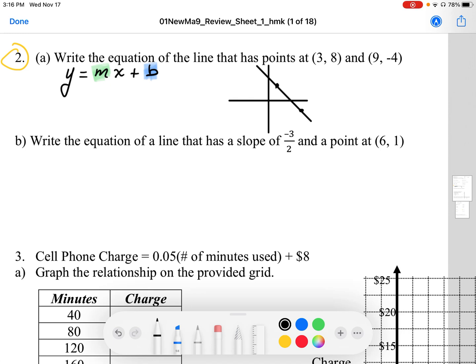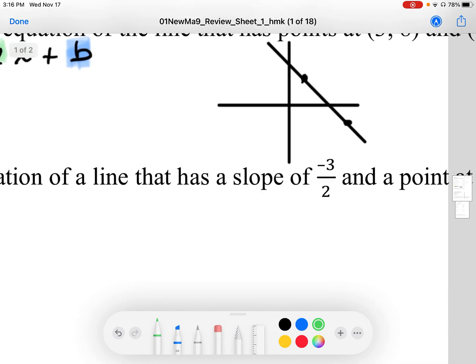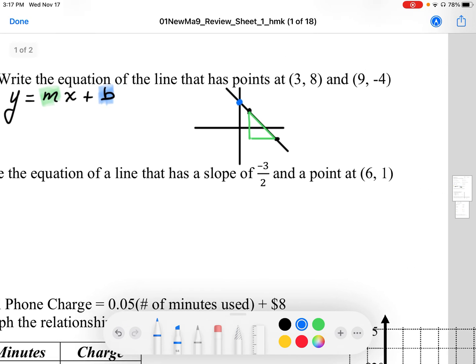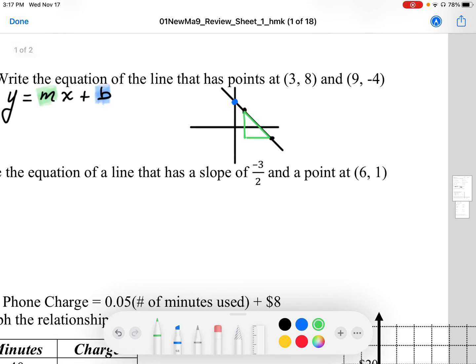Now the line is characterized by the two parts in the equation. When I look at my graph here, I have a slope, which is going to be represented by the slope triangle. I also have a y-intercept. The y-intercept is where it crosses the y-axis. When I do these problems, I'm always going to first start with my slope.